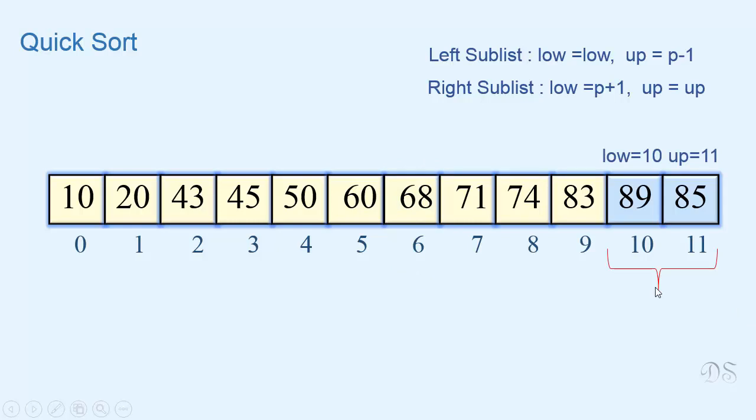We come to this list. 89 will be the pivot. Now for left sublist, low is 10, up will be 10. And for right sublist, up is 11, low will be p plus 1. So low will be 12. There is no element in the right sublist and there is only one element in the left sublist. So there is nothing to be done. And after this process, the whole list becomes sorted.